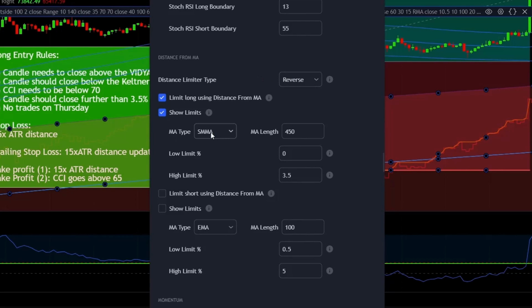But I am using the SMMA as the baseline, which is set to a 450 length, and a low limit of 0 and a high limit of 3.5. So basically, no trades are allowed in a 3.5 radius from the SMMA.